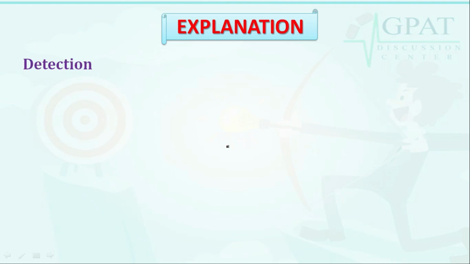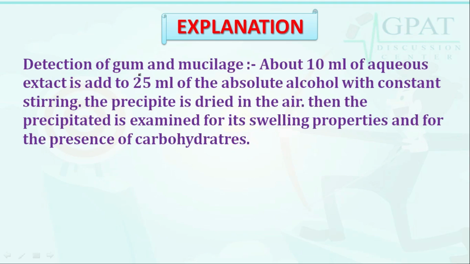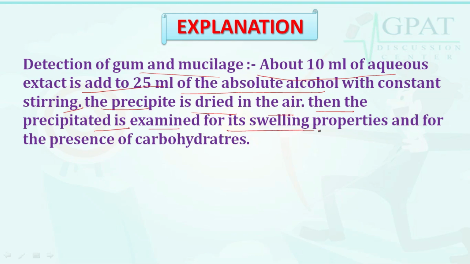Here is the explanation: detection of gum and mucilage is done by alcohol. About 10 ml of aqueous extract is added to 25 ml of absolute alcohol with constant stirring, and the precipitate is dried in the air. Then the precipitate is examined for its swelling properties and for the presence of carbohydrates. So students, alcohol is used for gums. Just try to note down alcohol.